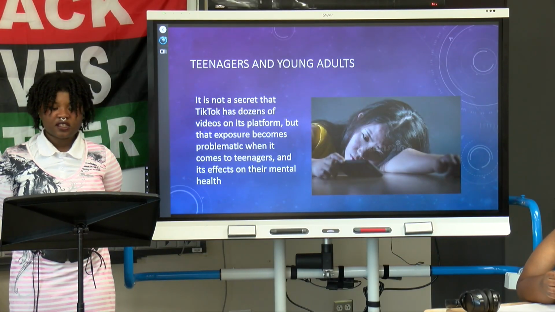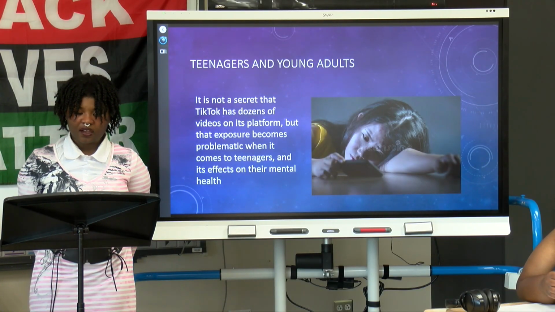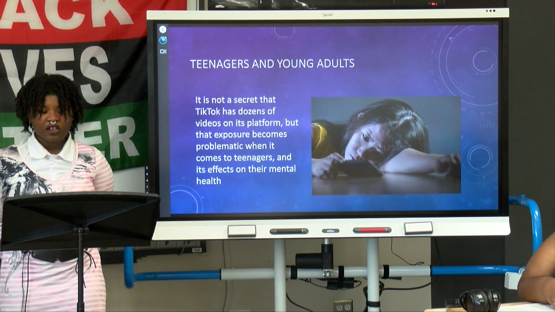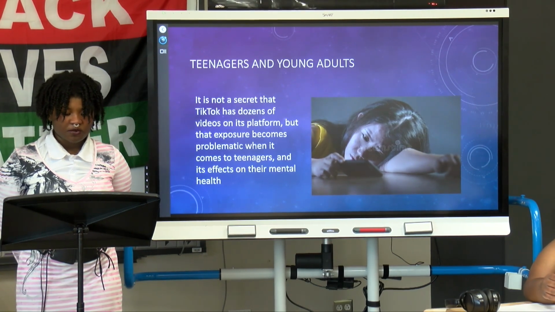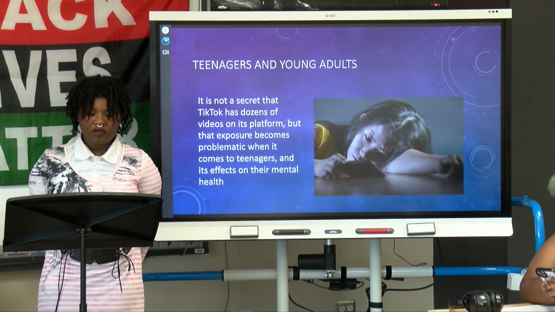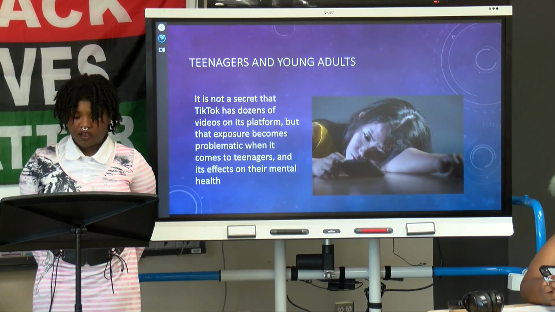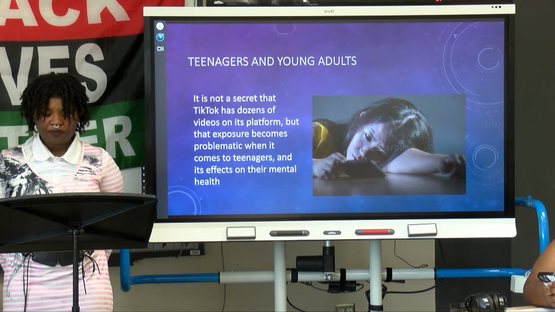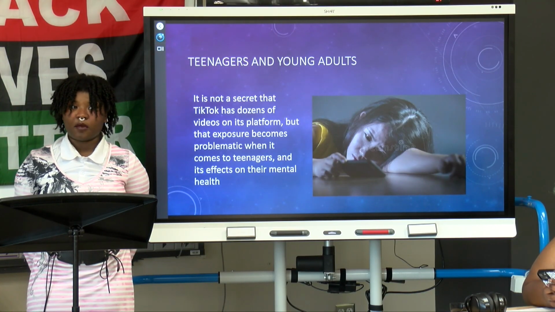It's not a secret that TikTok has dozens of people on its platform, but that exposure can become problematic when it comes to teenagers and its effect on their mental health. TikTok videos can negatively affect mental health and get millions of views, which most are by teenagers and young adults. Even small videos like makeup tutorials or how to look pretty could negatively affect mainly young girls who are more easily self-conscious about their face, hair, and bodies.